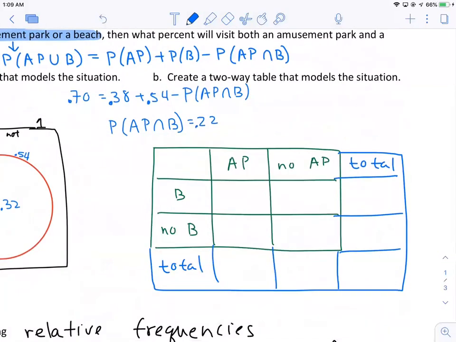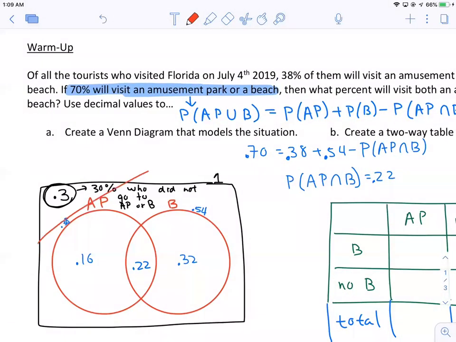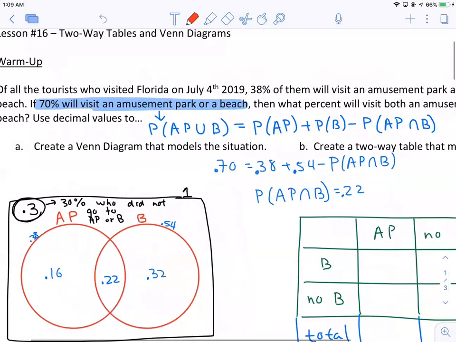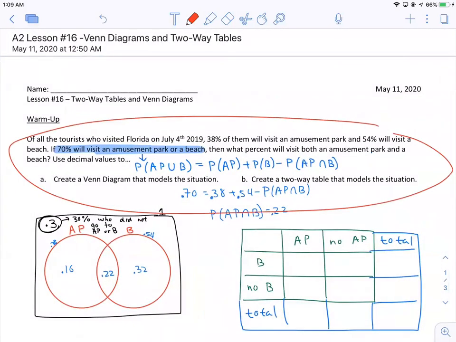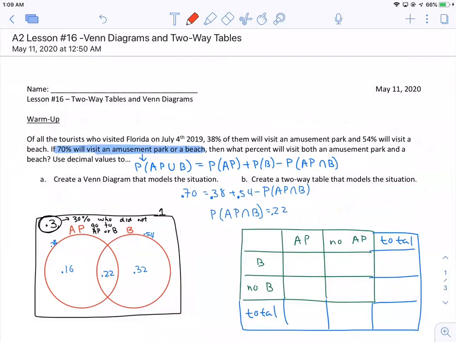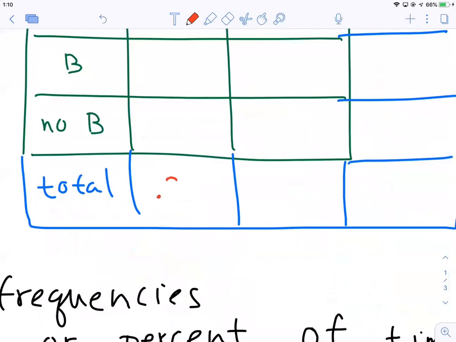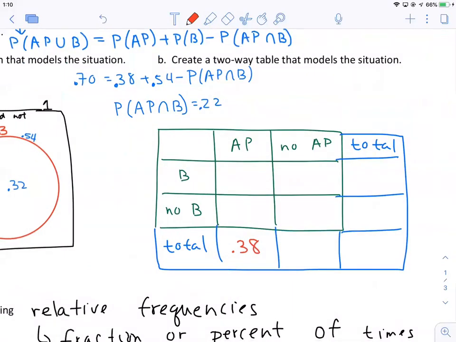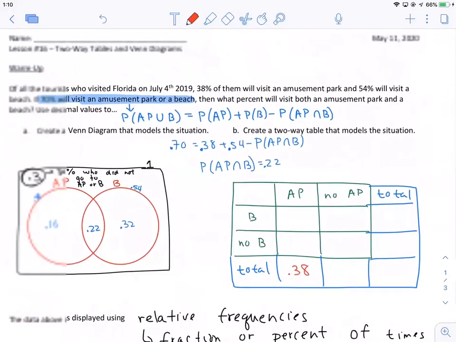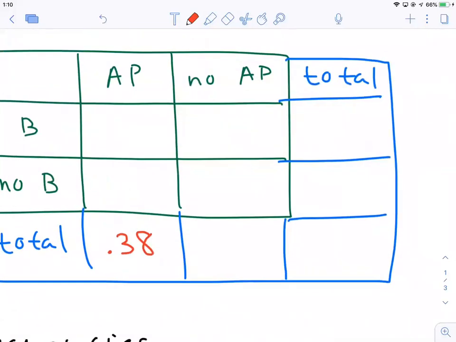Right, so I'm going to ignore this for now. I'm just going to use the original data from the warm-up again to make my two-way table. So I know that 38% will visit an amusement park. So the total that visit amusement park is 38% or 0.38, right? 54% will visit a beach, so the total for a beach is 0.54.